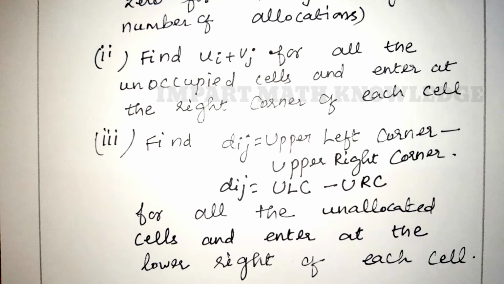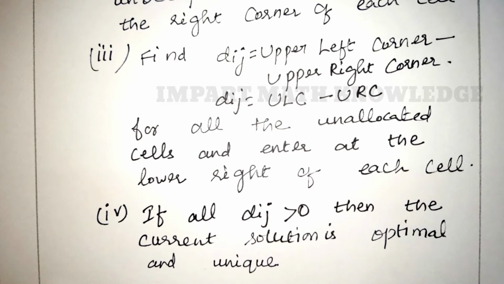Next, you have to find Dij. Dij is equal to upper left corner minus upper right corner. Find Dij for all the unoccupied cells and enter at the lower right of each cell. If all Dij are positive, we can say that the current solution is optimal and the problem has a unique solution. Case 2 and case 3 we will discuss in the next video.